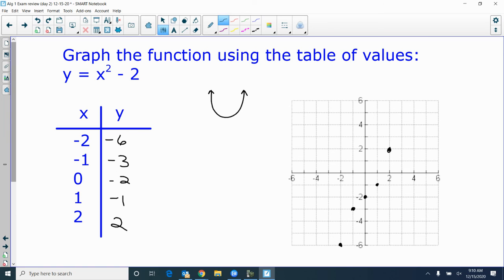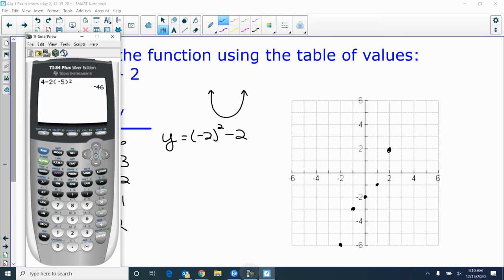Here's what you did wrong. When you plug in -2 to the equation, because it says square that number, you absolutely have to put it in parentheses. And now that should be a 2. So this is a double check.